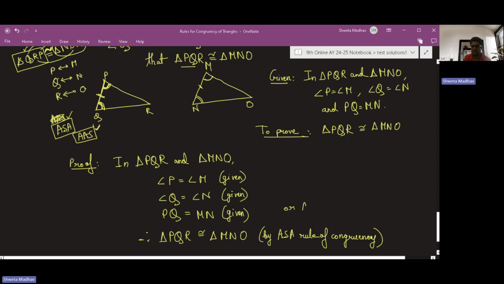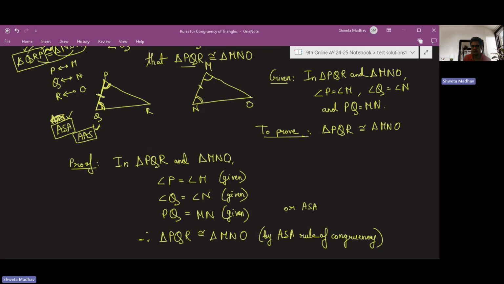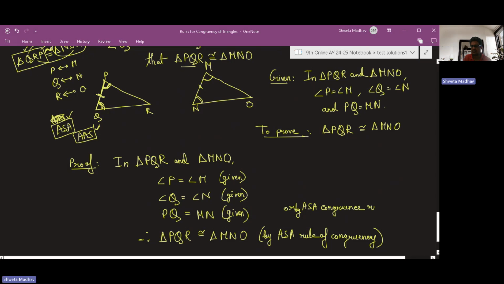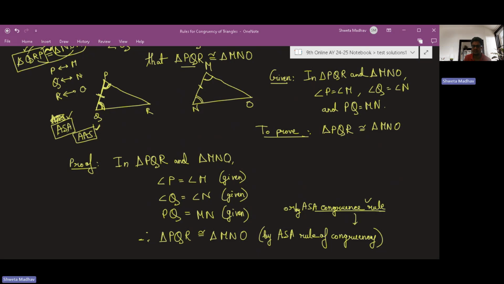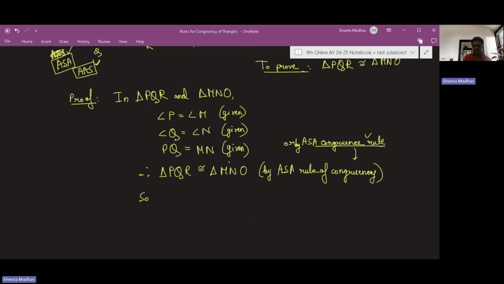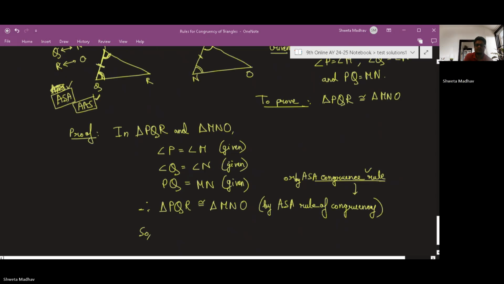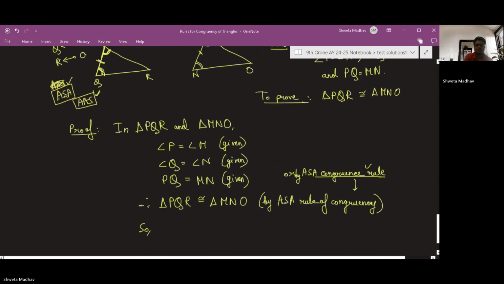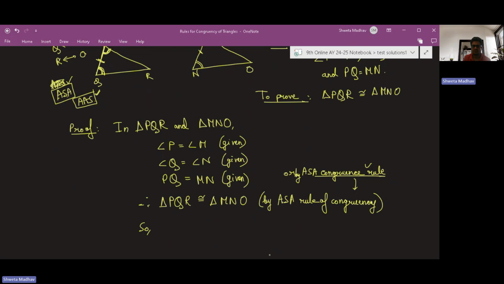Or we can also say like this, by the ASA congruence rule. That also we can say. We can write this also. So hence it is proved now.